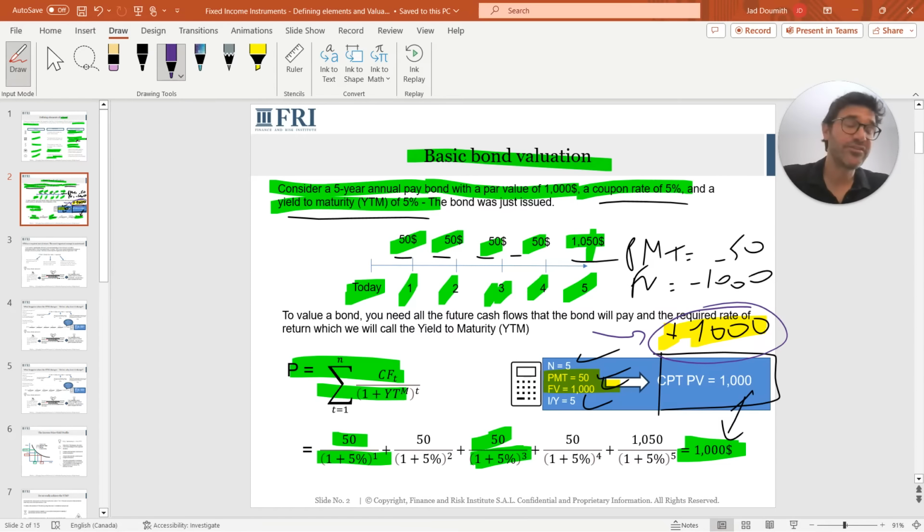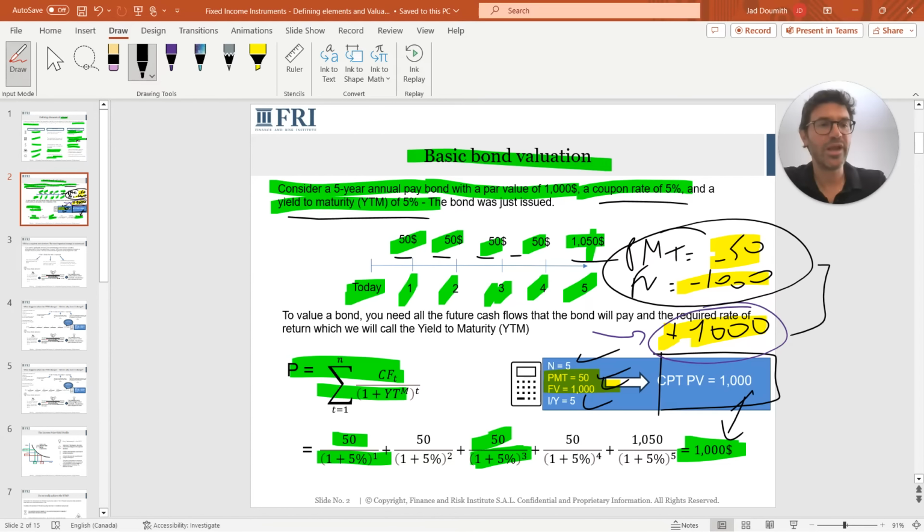Now, against this $1,000 that flows in, the issuer has to pay $50 of coupons and pay back the future value of 1,000. So both are correct. The calculator is just understanding that you could either take the perspective of the bondholder or you could take the perspective of the issuer. In all cases, payment and future value will have the opposite sign when compared to present value.